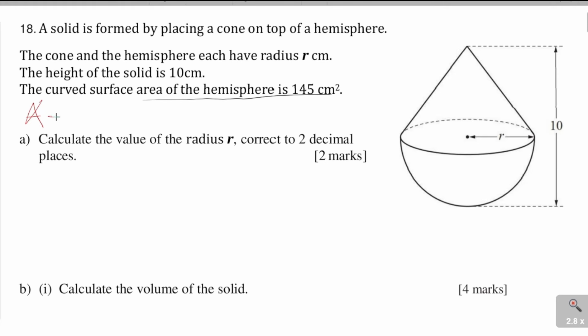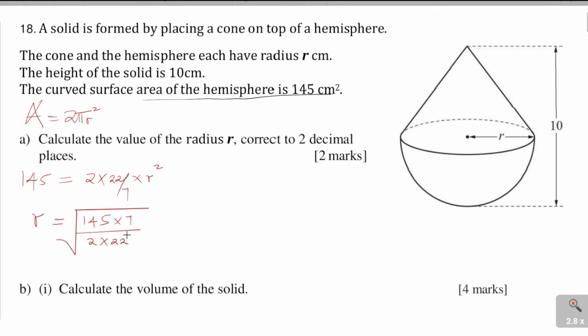So how do you get the curved surface area? The formula for getting the curved surface area of the hemisphere is 2 pi r squared. Therefore, the curved surface area, which is 145, is equivalent to 2 multiplied by 22/7 times r squared. And when you work this out, you get the value of r. So you simply make r the subject. Making r the subject, you'll have 145 multiplied by 7, everything divided by 2 multiplied by 22, and you get the square root of that. This is what is going to give you the value of r.